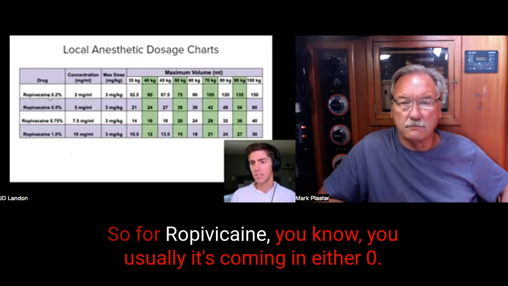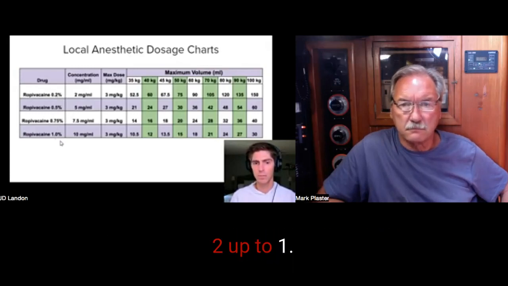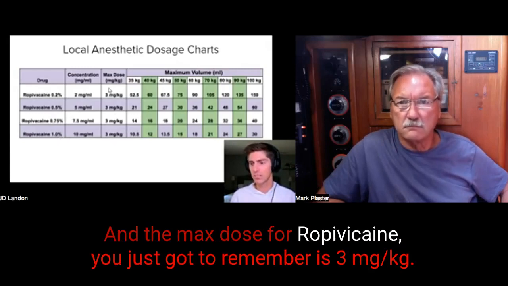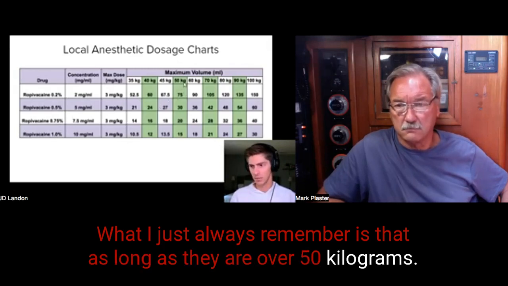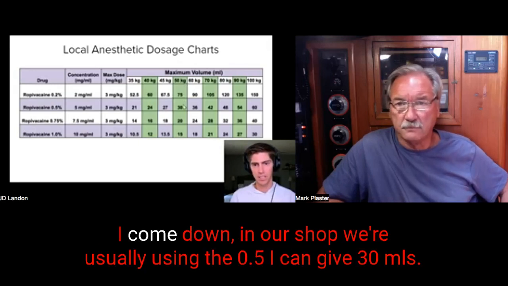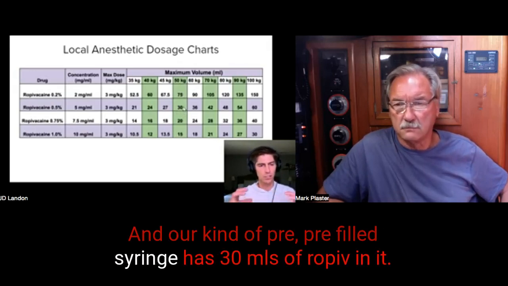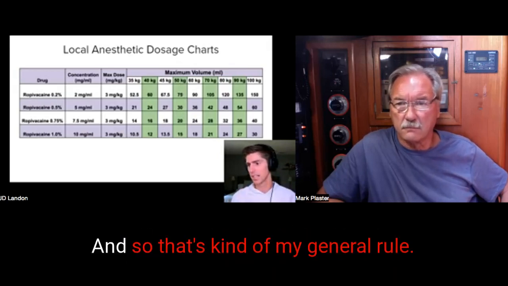So ropivacaine usually comes in either 0.2 up to 1.0% concentration, right? And the max dose for ropivacaine, you just got to remember, is 3 milligrams per kilogram. What I just always remember is that as long as they are over 50 kilograms, here's the 50, I come down, and in our shop we're usually using the 0.5%. I can give 30 mils. And our kind of pre-filled syringe has 30 mils of ropivacaine in it. I'll show you what we use in our shop here in a second. And so that's kind of my general rule.